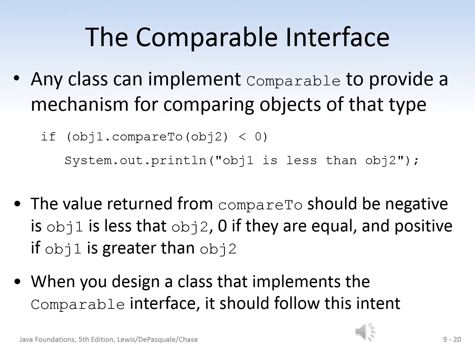Any class can implement Comparable to provide a mechanism for comparing objects of that class's type. So if obj1.compareTo(obj2) is less than 0, obj1 is less than obj2. The value returned from compareTo will be negative if obj1 is less than obj2, 0 if they're equal, and positive if obj1 is greater than obj2. When you design a class implementing the Comparable interface, it should follow this intent. So there should be a way of comparing objects in that class.